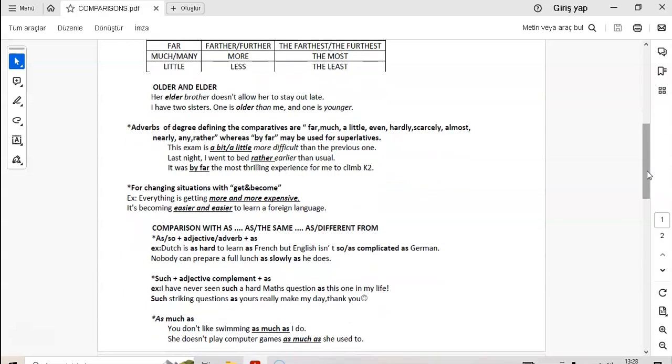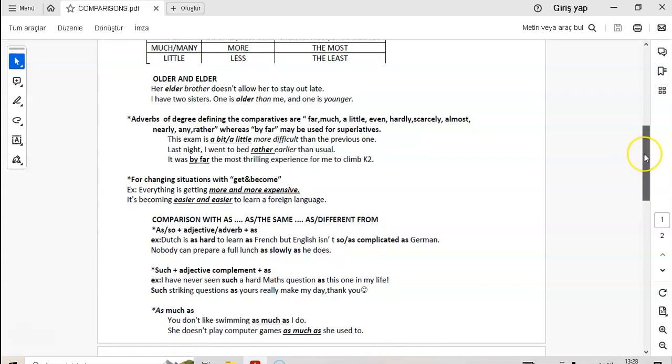What's the difference between older and elder? Older and elder have different meanings. For example, when you're comparing two people, when you're talking about yourself and your sister or your brother, one of your siblings, when you're making a comparison concerning age, you say older than me, you see. But if you're going to talk about one of your siblings who is older than you, you call them elder brother or elder sister. That's the difference between the two.